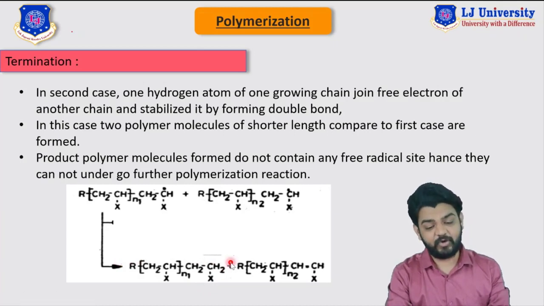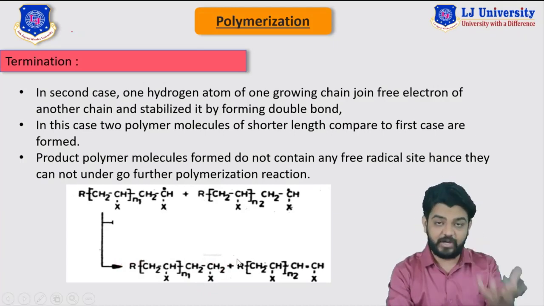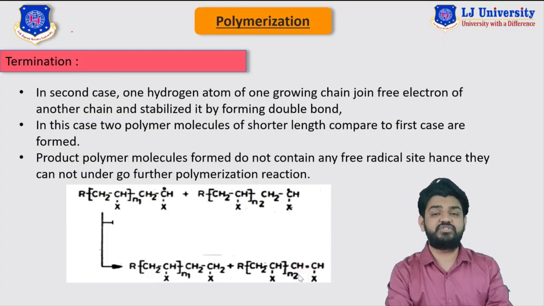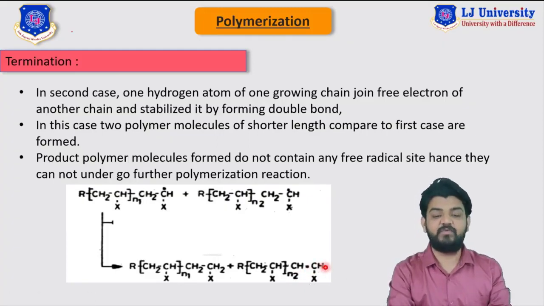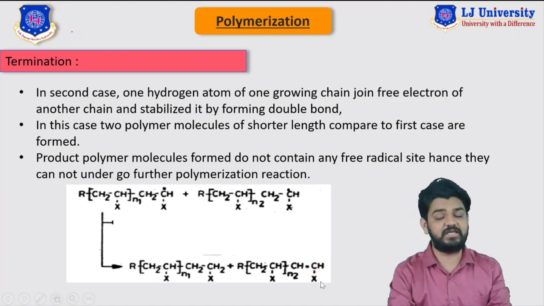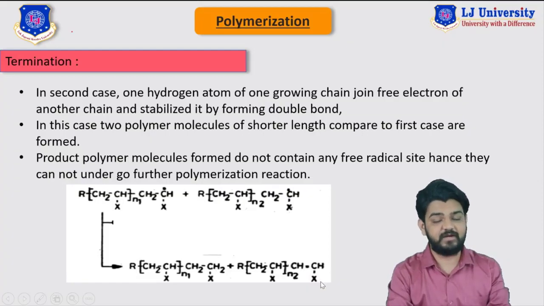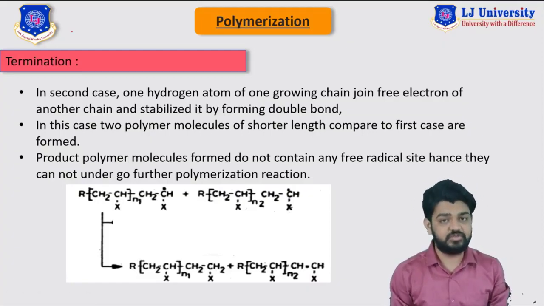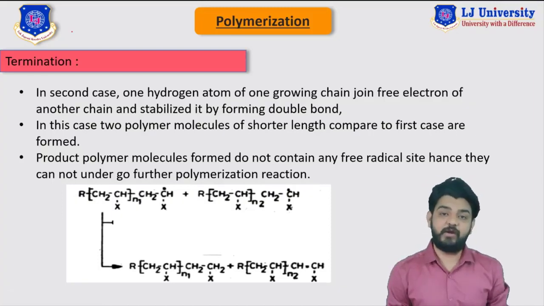And in the other polymer, where we are actually donating the electron, you can see that this particular carbon is making a double bond with this element. So we can say that this donated electron makes the double bond, and then one bond with this hydrogen and one bond with this X. So all 4 valencies of the carbon atom are now satisfied. With the help of the second method in termination, we can actually produce two polymers of different molecular weight.